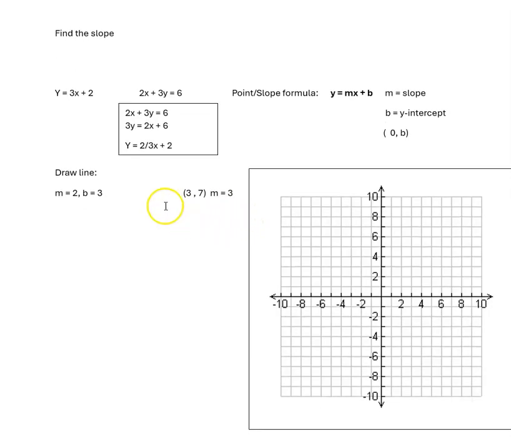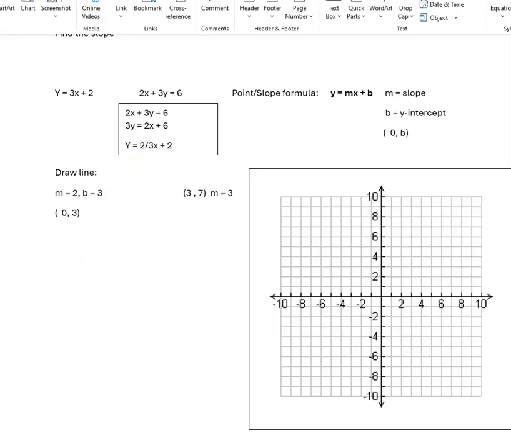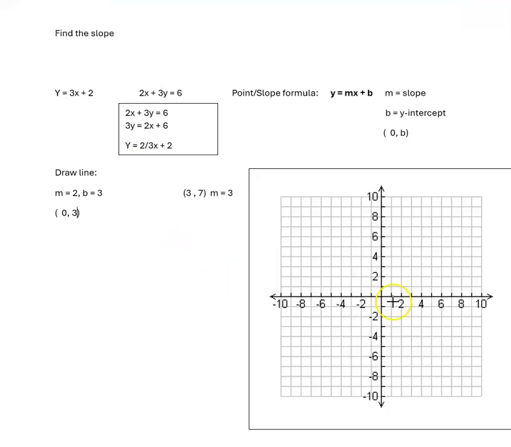Okay. Sometimes you'll be asked to draw a line and you'll be given these different things here. So this is saying draw a line where b is 3. So what I need to do is look at this equation, and I know b is 3. So I've got one of the points. I'm going to insert a little dot, (0, 3), which is right about there. And that's called the y-intercept. Notice it's where it crosses the y-axis.